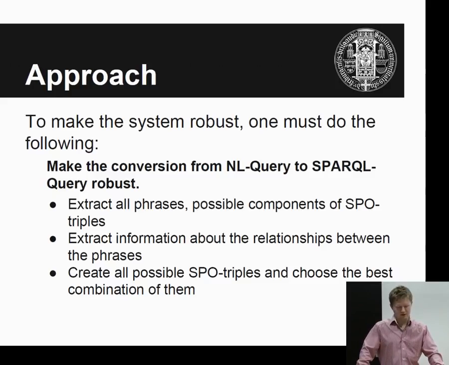And how do we do this? In general, we extract all phrases, possible components of SPARQL triples, extract information about the relationship between the phrases, and then we create all possible SPARQL triples and choose the best combination of them. This is done by designing an ILP, an integer linear program. I will later show a little bit how it looks in general.